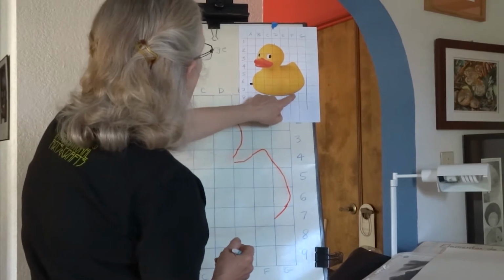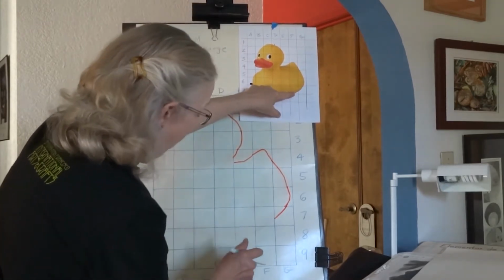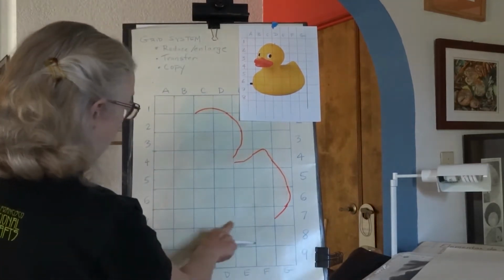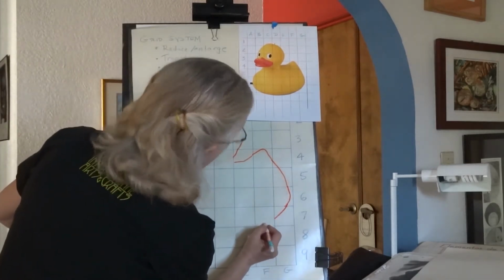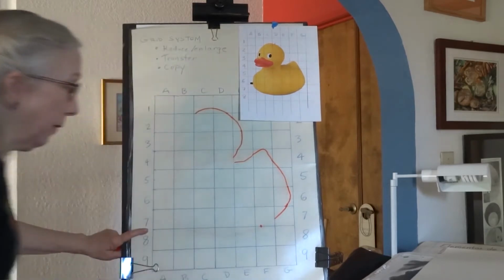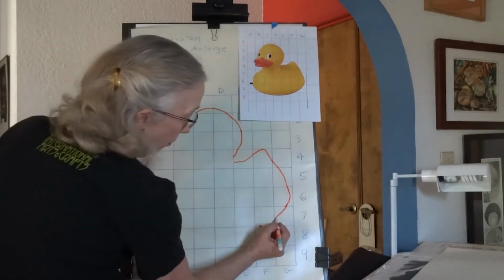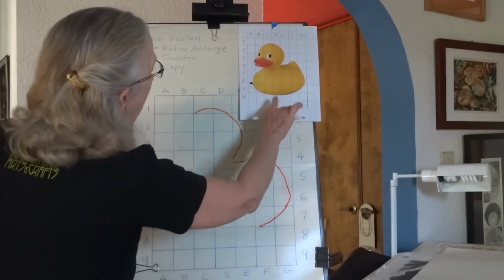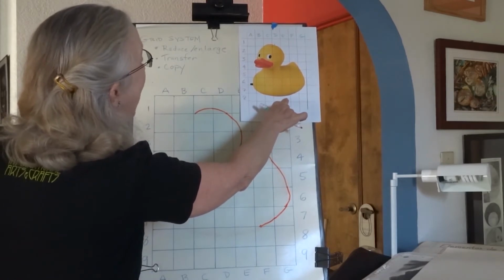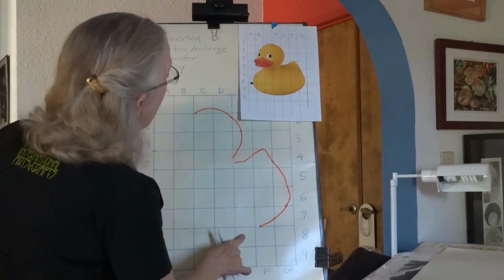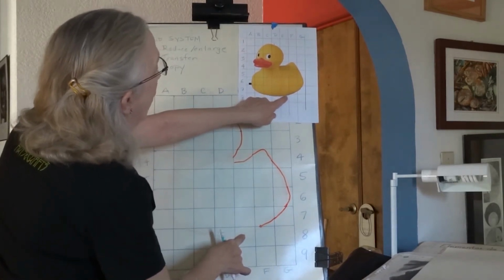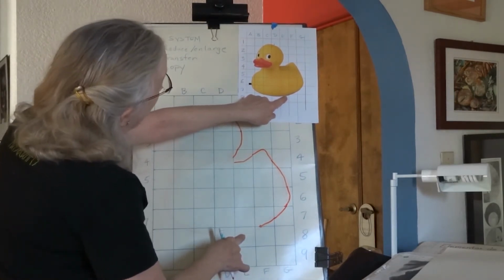And then I'm going to look at 7F. And I see that it comes to about there. It's going to meet the line there, so I'm just going to go like that. Now I'm coming to square 8E, and I'm looking at the shape of the rubber duck in there.